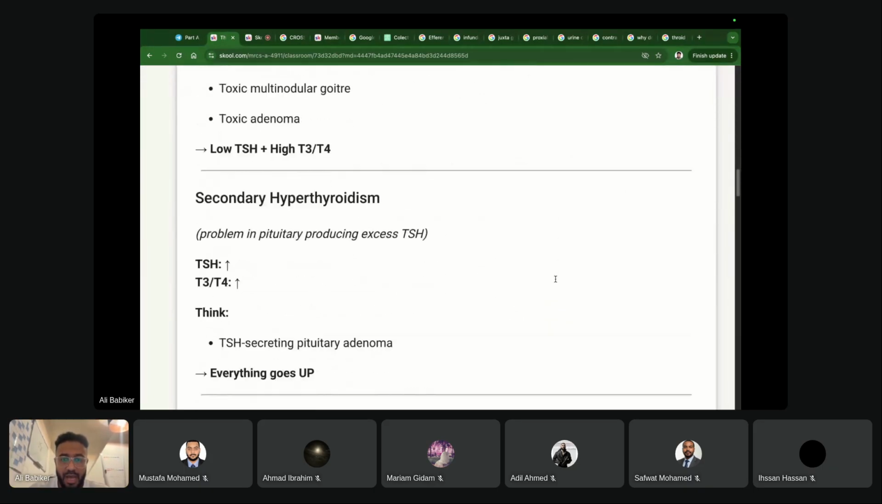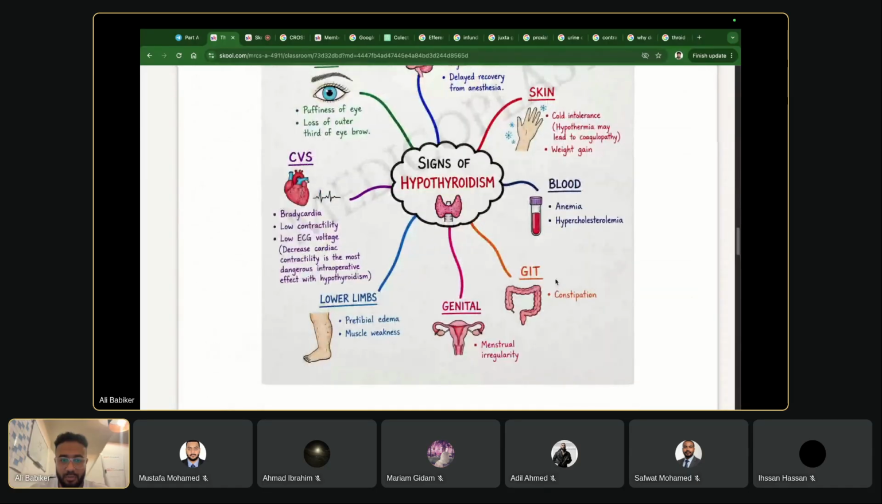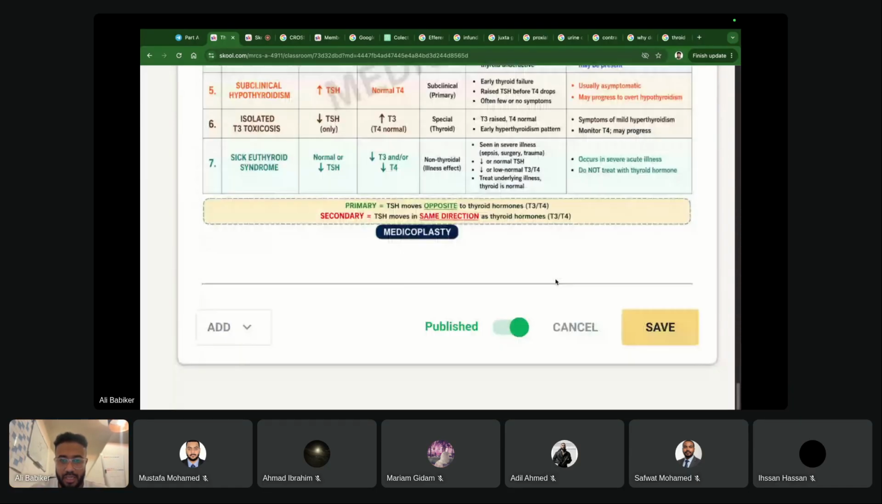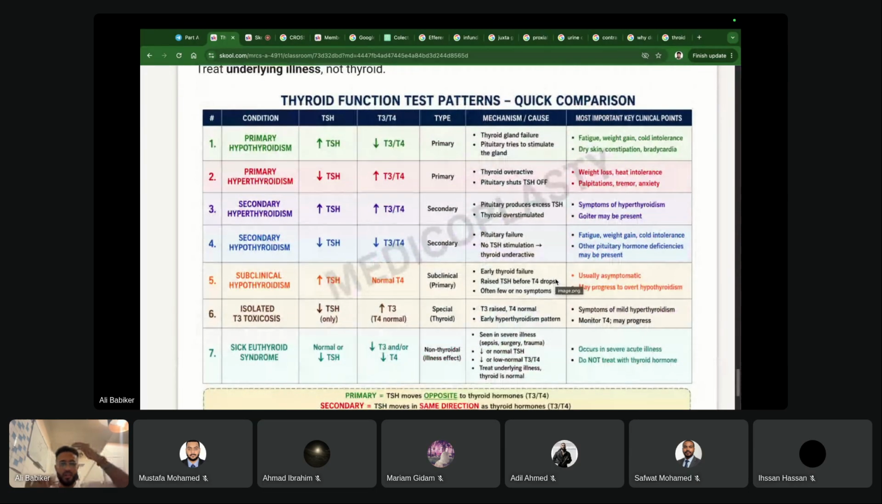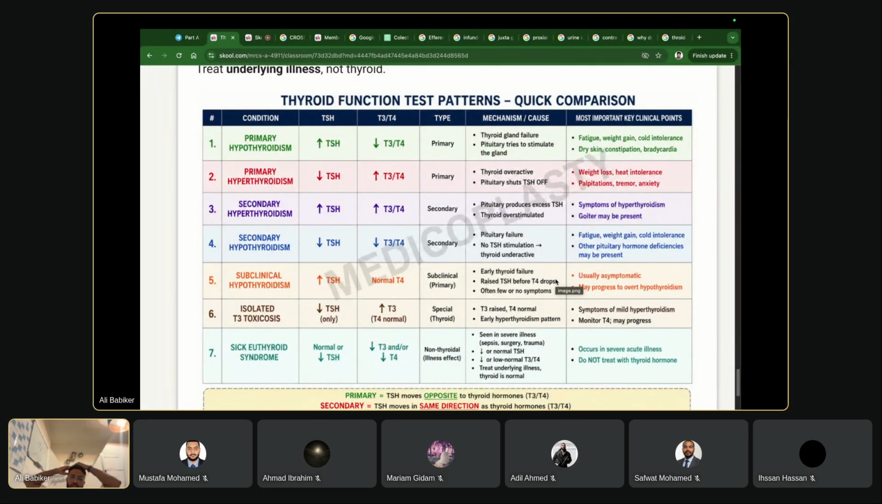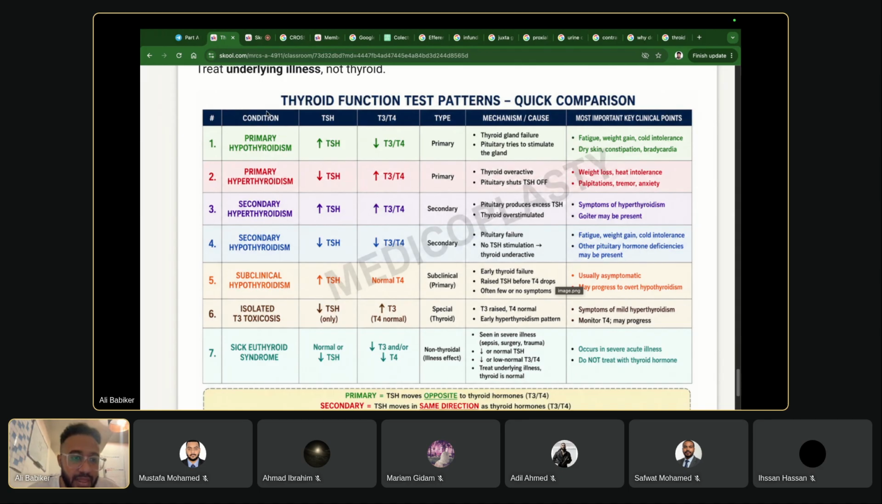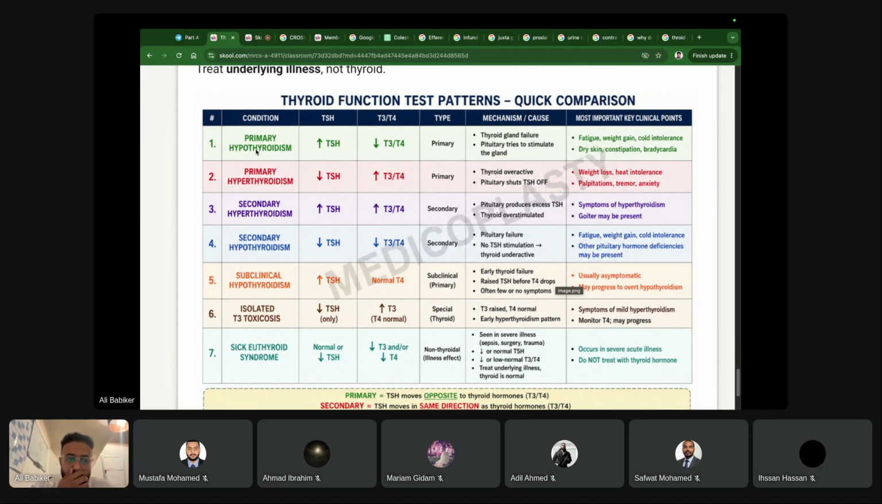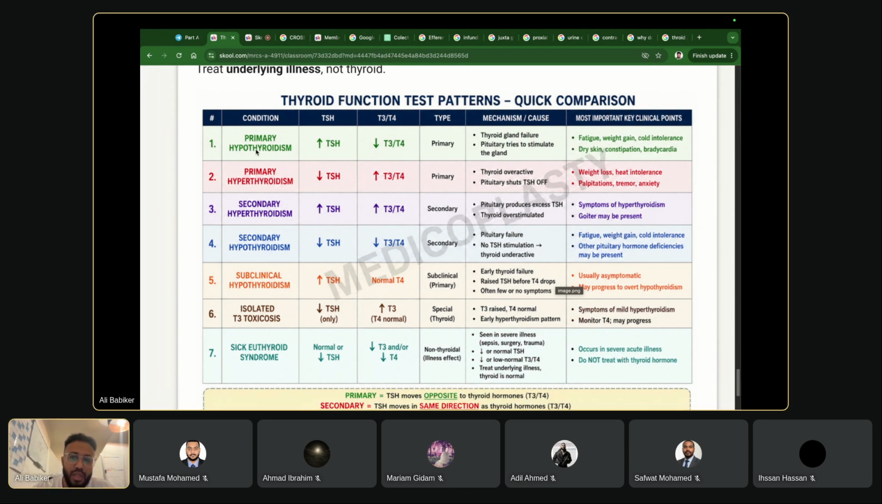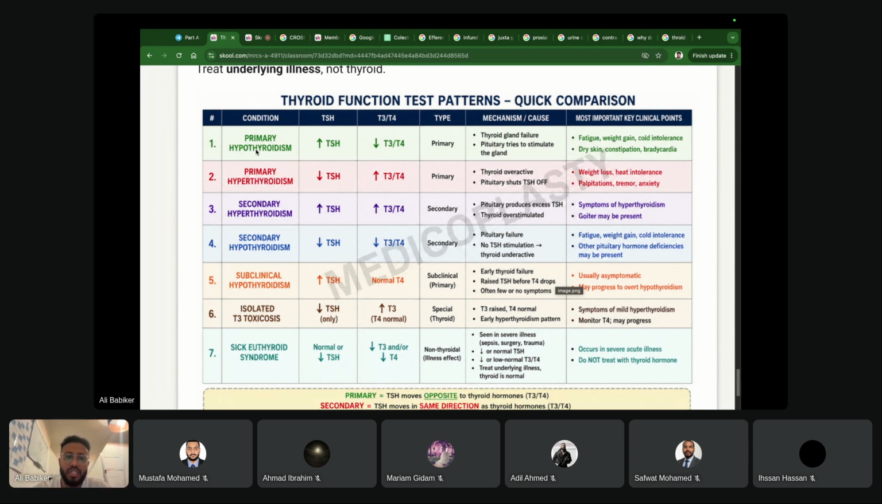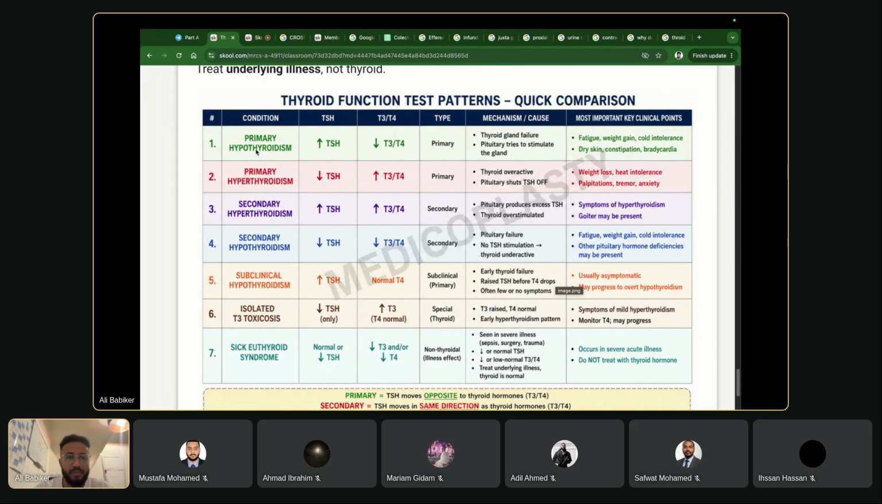Your exam is likely to come from this table. Let me show you this table. They will give you a scenario and tell you the hormones and ask you what the diagnosis is. Okay. Let me first explain these ones. So primary hypothyroidism, that means the issue is in the thyroid. The thyroid is not able to provide the thyroxine. That's the meaning of primary hypothyroidism.